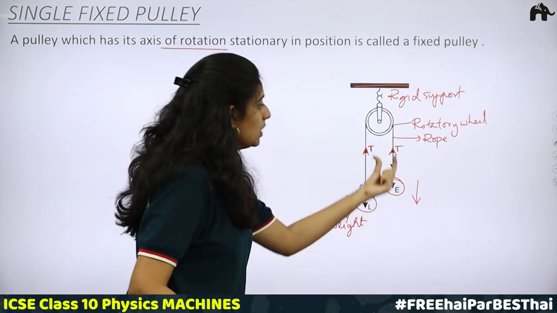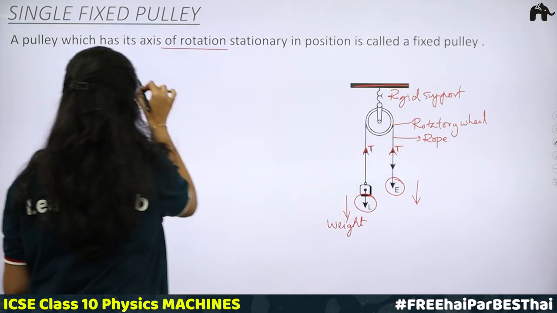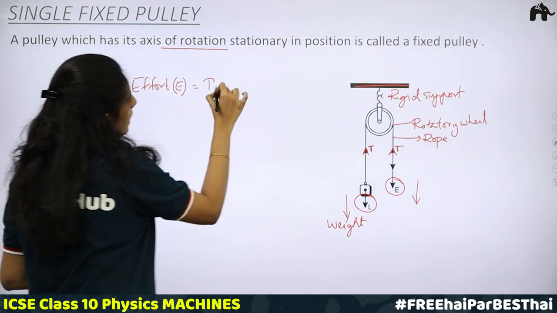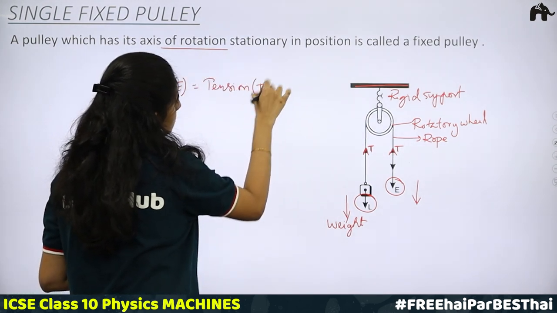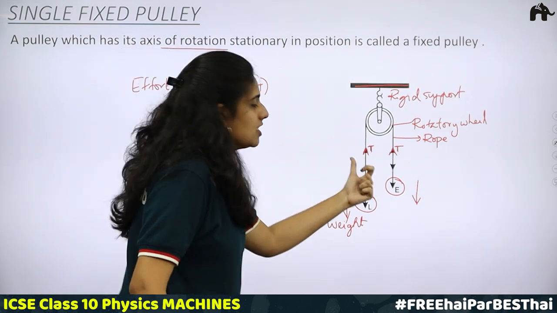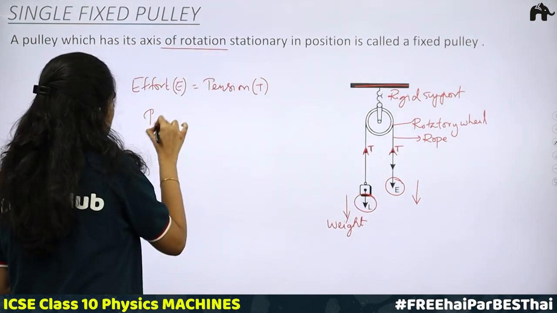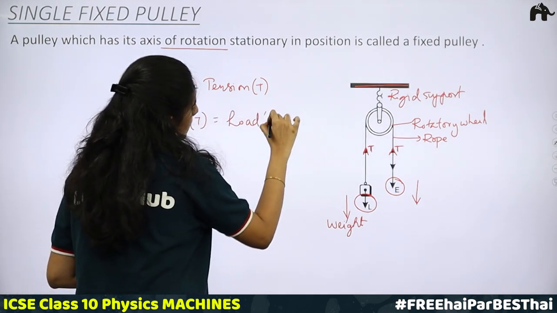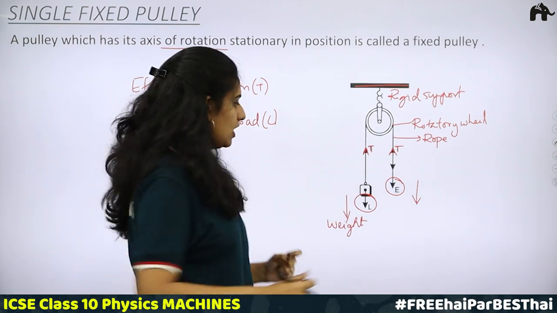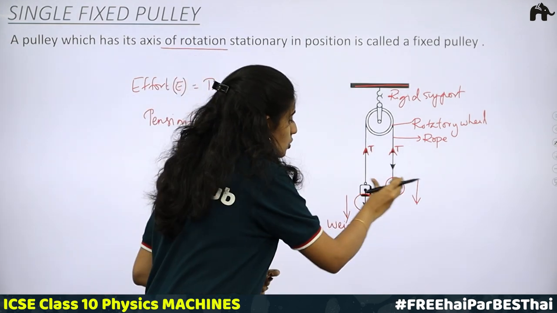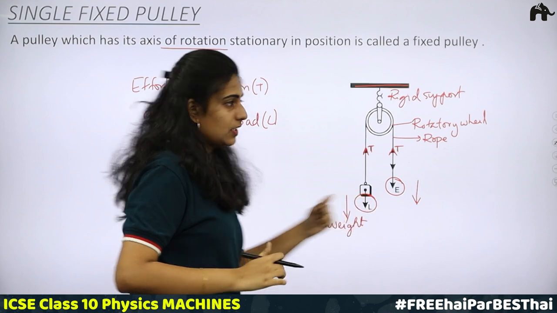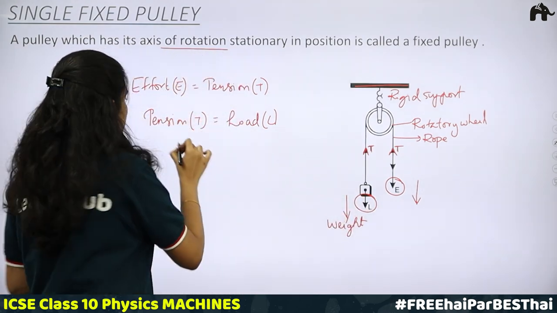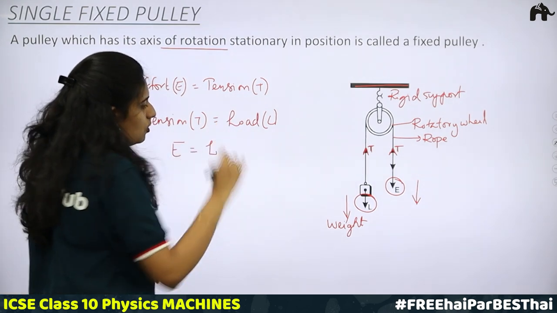Here, the effort that you are putting will be equal to the tension T that is created. The same tension is there here also, which means this tension will be equal to the load L. In order to lift the load, effort should be equal to the load. That is, effort is equal to tension and tension is equal to load. Therefore, effort E is equal to load L.